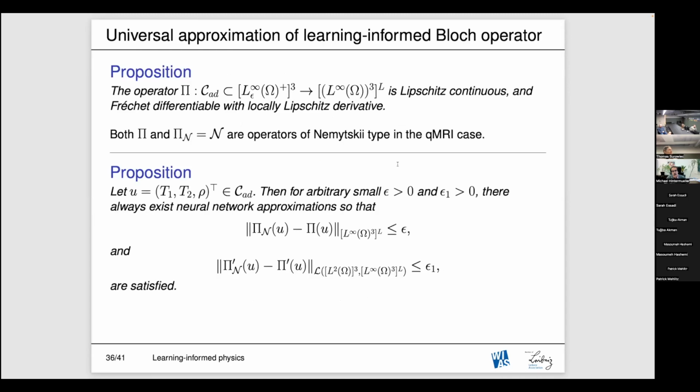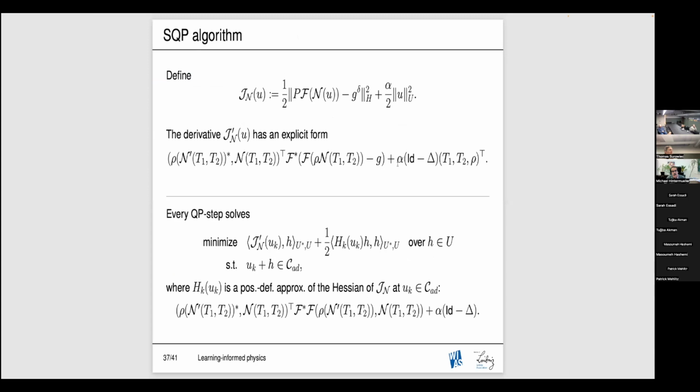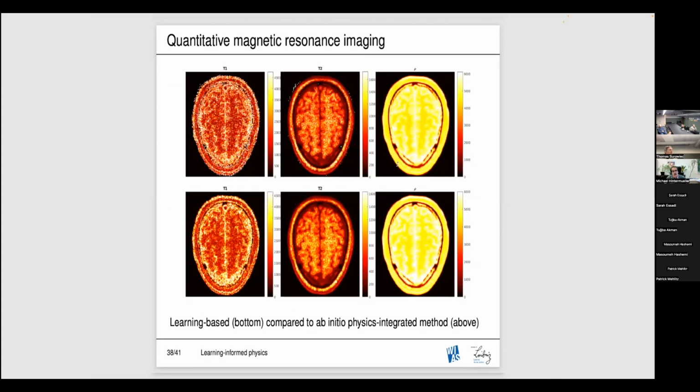Then you can go to the analysis, which I won't do. Everything works out as in the general case. We have an algorithm similar to the SQP method as identified earlier. And I finish off with the results. What you see now here is a comparison between the Bloch equations in the upper row and the learning-informed PDE in the lower row. So this is what bottom means here.